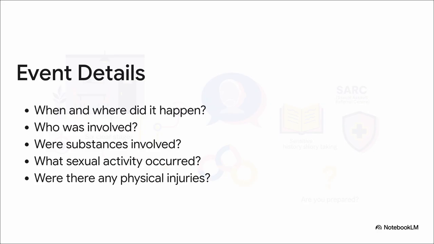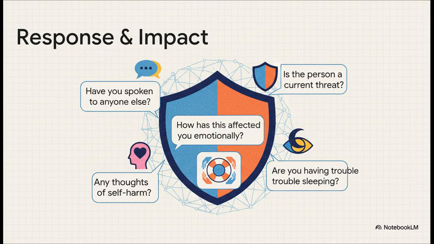Questions about when it happened, where, who is involved, they're really important for medical and forensic reasons. But the way you ask them has to be incredibly sensitive and patient-centered. Next, you have to assess the immediate impact. Has he talked to anyone else? Is he safe right now? And crucially, how is this affecting him mentally?